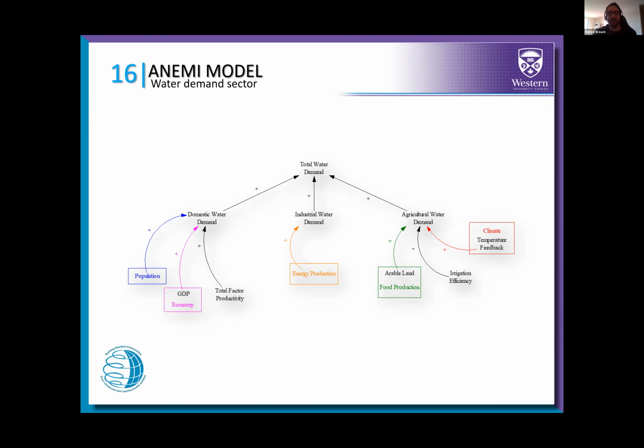The industrial water demand is based on the level of energy production and the types of technologies that are used. This is an aggregated way of getting at that industrial water demand over time. And the agricultural water demand is based on the amount of land used for food production. And that's subject to increasing temperatures with climate change. So there's no feedbacks within this sector itself, but it has many connections to the other sectors of the model.